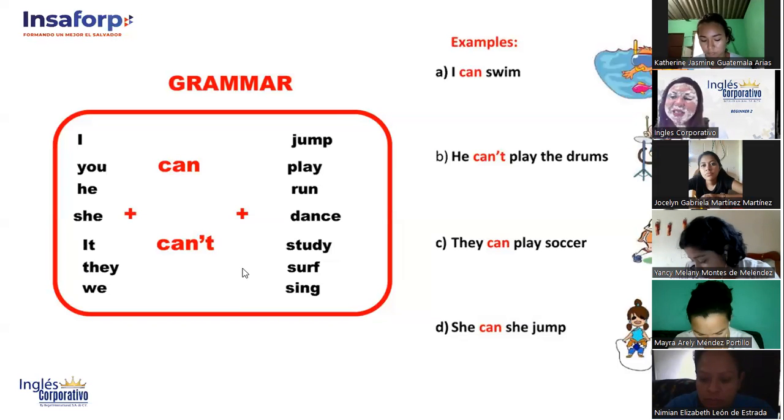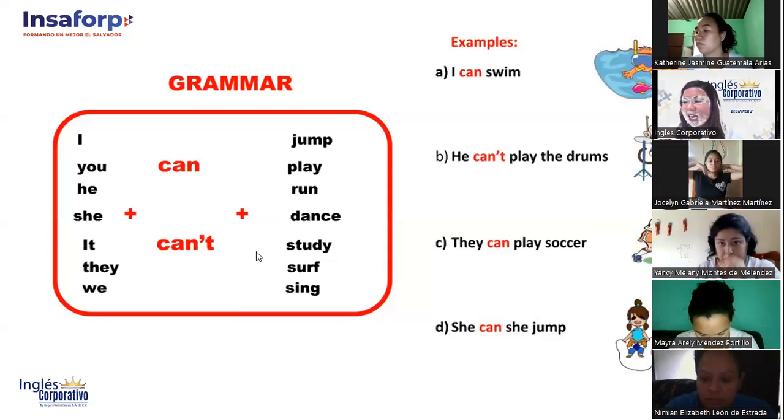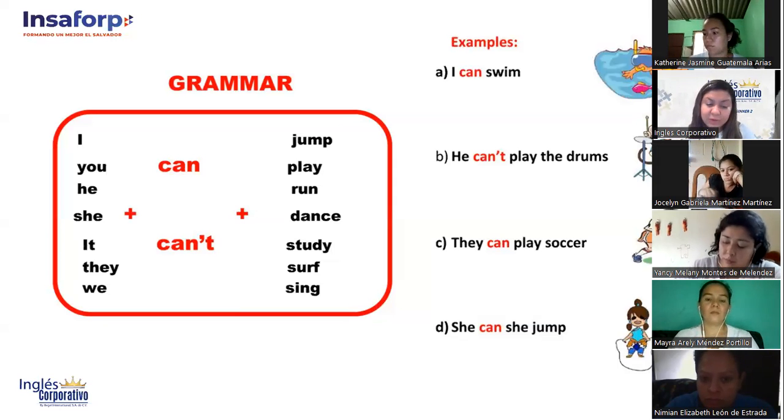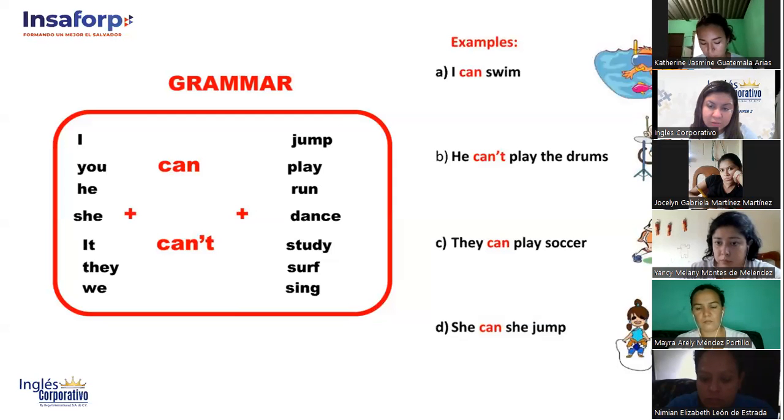Ahora, otra cosa que se puede utilizar para hablar de habilidades es el que cada vez les pongo al principio en los objetivos. Pero ese ya le voy a escribir aquí. Es be able to. Ser capaz de. Y ese se combina con el verbo to be, ¿verdad? For example, I am able to speak English. Vidal is able to make pizza.